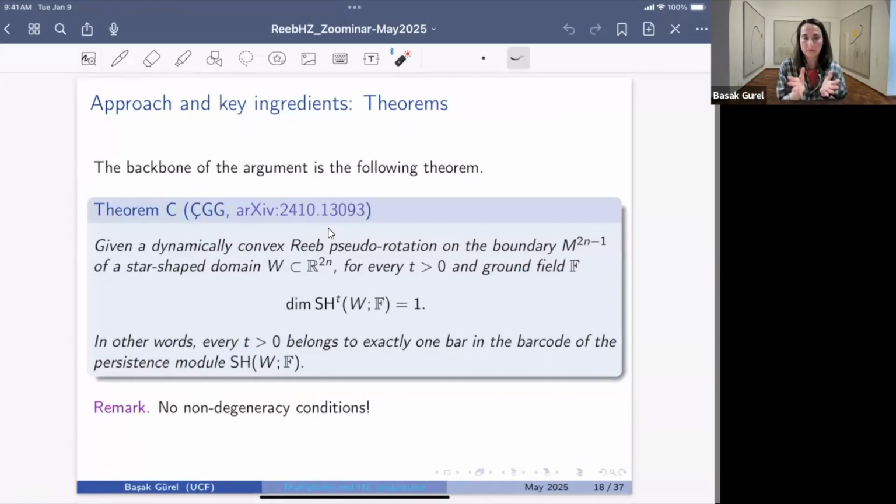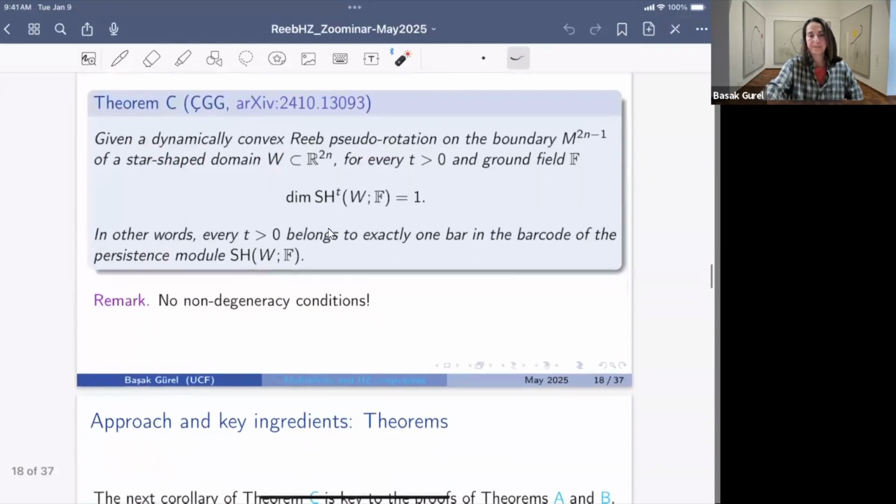So here is the backbone of our argument. The key theorem that all the proofs rely on is the following theorem, call it theorem C. Let's say we have a dynamically convex Reeb pseudo-rotation on the boundary of a star-shaped domain, the setting we have. Then the statement is that exactly as in the case of the ellipsoid, the dimension of symplectic homology for every t and for every ground field F is 1. So you have precisely 1 bar through every t in this persistence module. And again, there is no non-degenerate assumption in this.